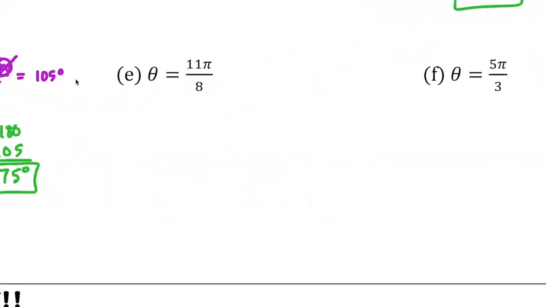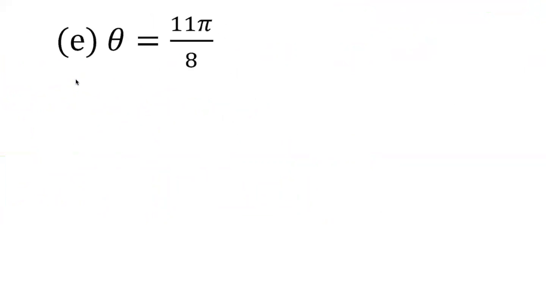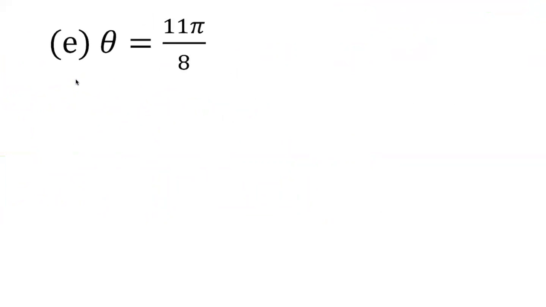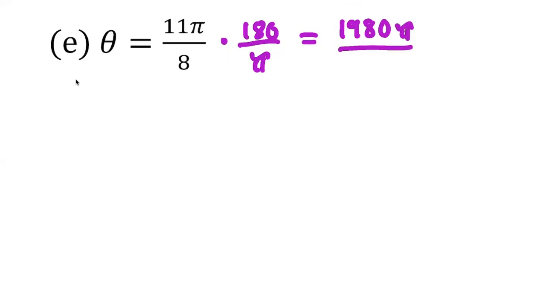Let's do one that falls in quadrant 3. You'll know that because I'm working in radians. If I convert this to degrees, we're going to multiply by 180 over pi. My first step is to multiply 11 times 180, which is 1,980. Bring the pi with it. And 8 times pi is what's going to sit on the bottom.